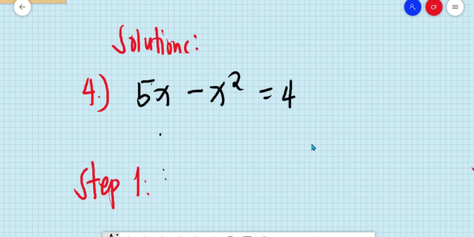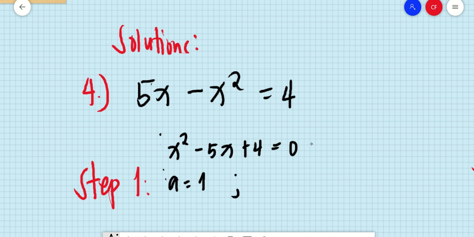Okay, so for the last example, we have here 5x minus x squared equals 4. As you can see here, class, hindi po siya standard form. So, all we need to do is to transform this equation into standard form. So, bali maging equation natin dyan is x squared minus 5x plus 4 equals 0. Okay, so a natin is 1, b is negative 5, and c is positive 4.